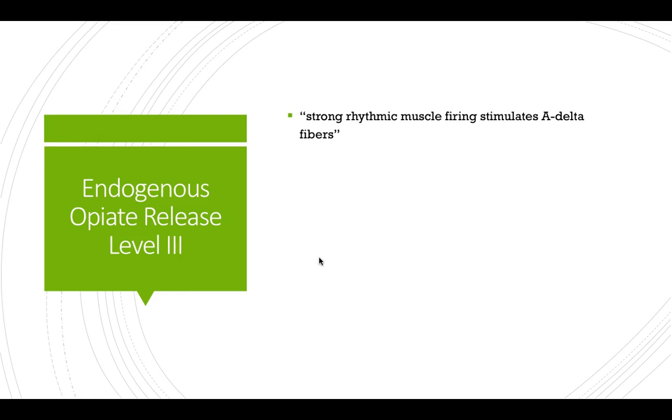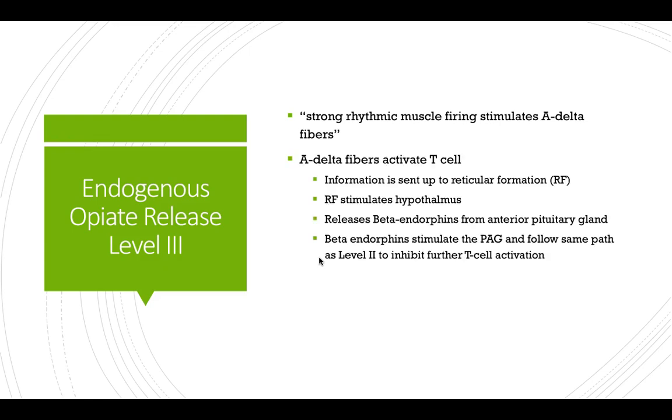So level 1 was A betas, level 2 was really C fibers, with A deltas kind of along for the ride, and this one really targets our A delta fibers. So in this case, the A delta fibers activate our T cell, okay? Again, we're talking about a descending mechanism, so the higher centers of the brain are going to be involved, okay?